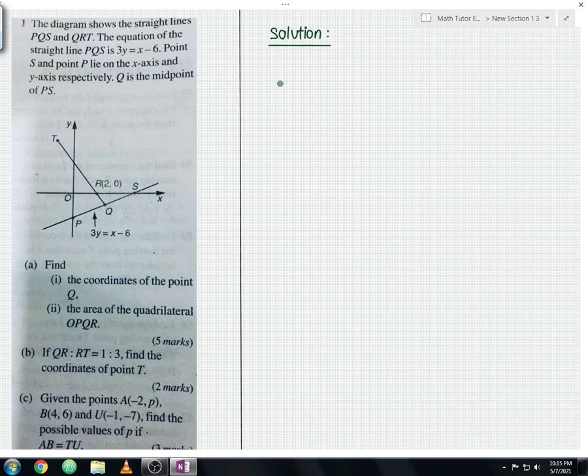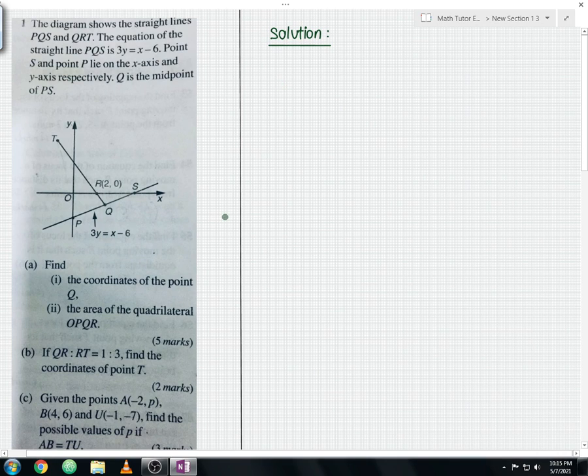Okay, let me read the question now. The diagram shows the straight lines PQS and QRT. The equation of the straight line PQS is 3y equals x minus 6. Point S and point P lie on the x-axis and y-axis respectively. Q is the midpoint of PS. So as you can see here, this is the point Q, guys.